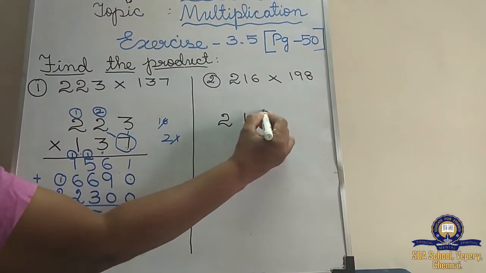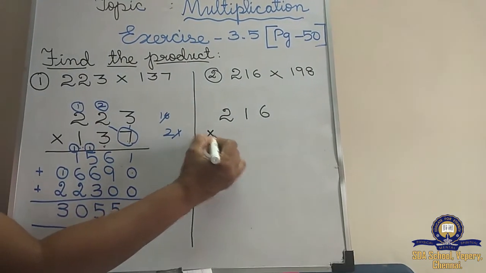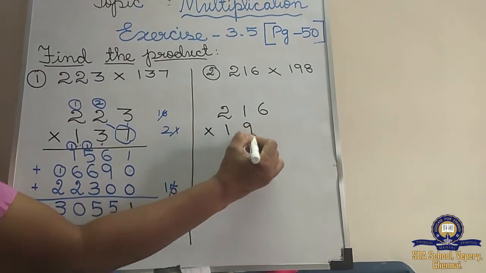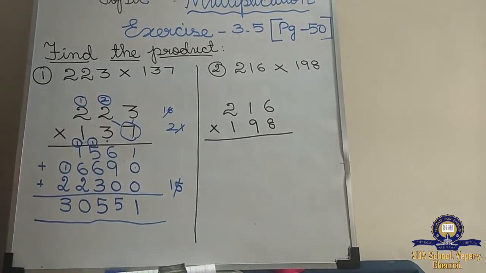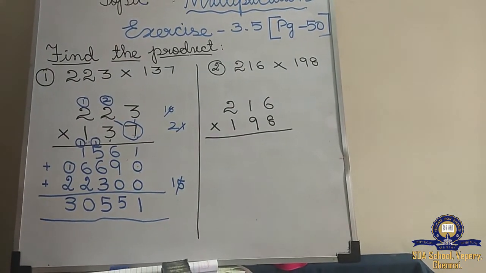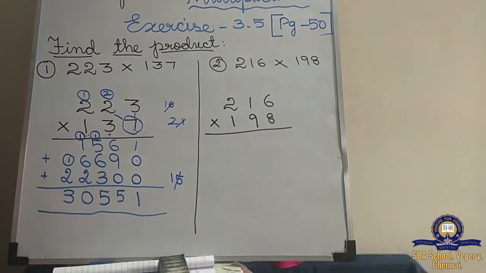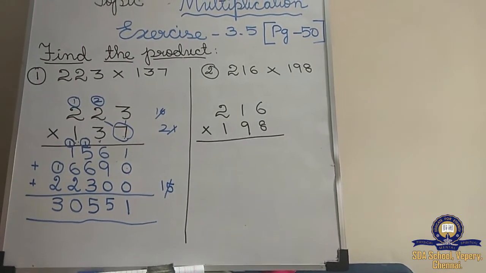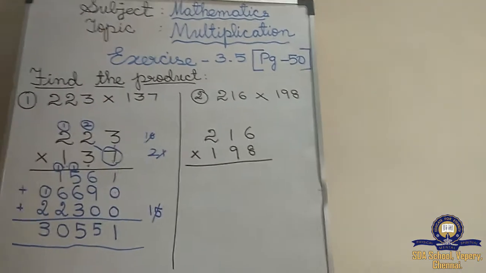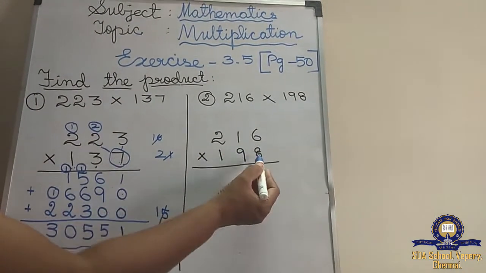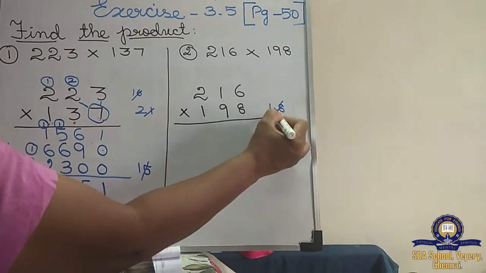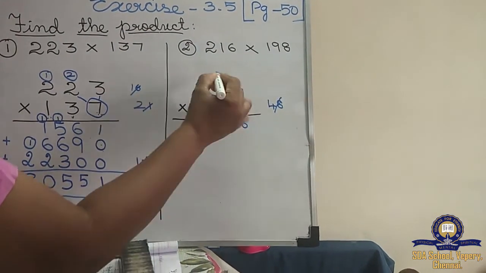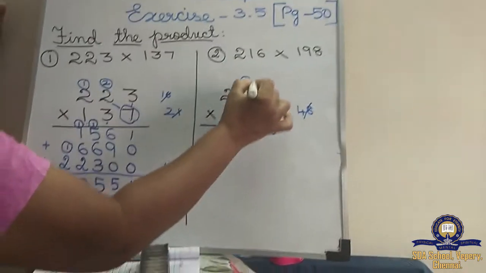216 multiplied by 198. Until you are thorough in 9 tables and 8 tables, you can't do this sum. Then you should not cry, saying, 'Ma'am, I don't know multiplication tables.' You have to be thorough. Understood? 8 6s are what, children? 48. 8 6s are 48. You have to put 8 and bring 4 here.